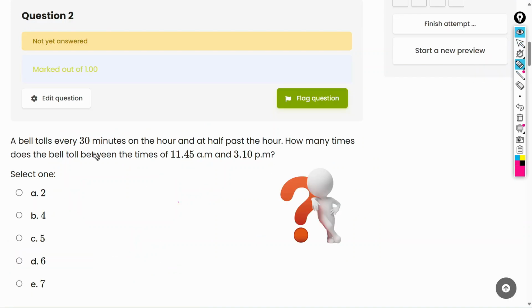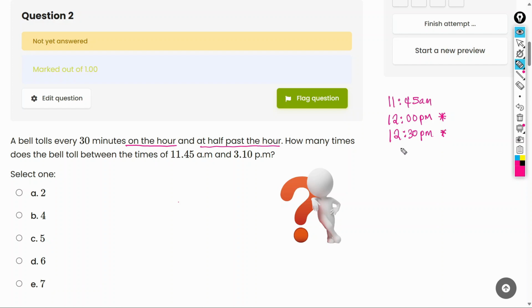The bell tolls every 30 minutes on the hour and at half past the hour. How many times does the bell toll between the times 11:45 a.m. to 11:45 a.m.? Immediately after 11:45 a.m., we have 12 p.m. Tolls here. From 12 p.m. we have 12:30 p.m. That's half past the hour.